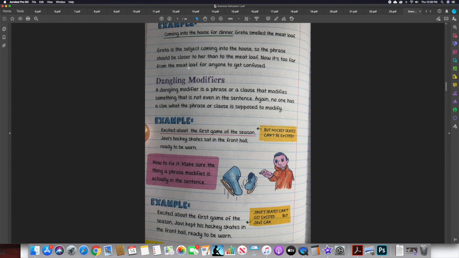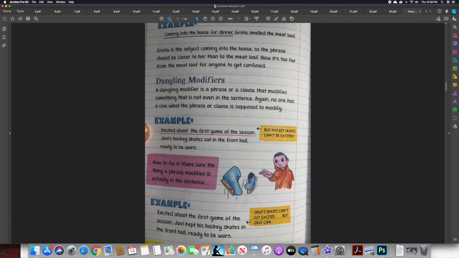Dangling modifier: a phrase or a clause that modifies something that is not even in the sentence. Again, no one has a clue what the phrase or the clause is supposed to modify. Excited about the first game of the season, Javi's hockey skates sat in the front hall ready to be worn. Are the skates excited? Is Javi excited? This is how it's mixed up. It's on the ACT. Believe it or not, this basic stuff is on there. You should have seen it already, and you missed it, maybe.